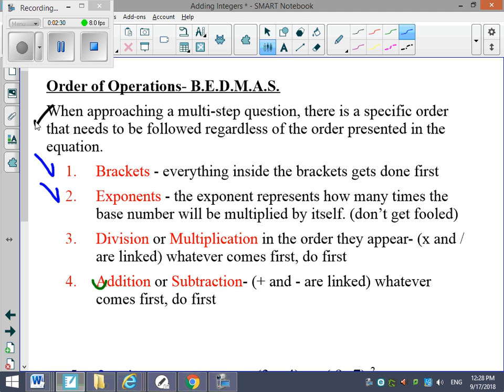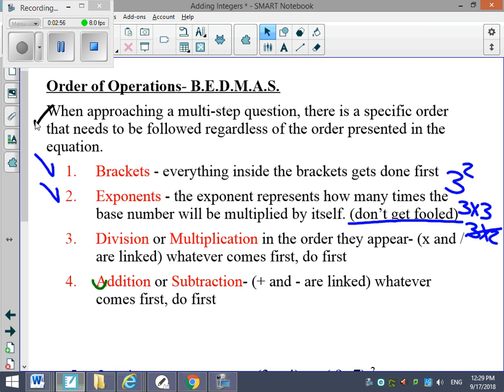Please don't get fooled. A lot of times when people see a number like 3 squared, they multiply 3 times 2. It is a huge mistake that kids make when they first start dealing with exponents. 3 to the power 2 is 3 times 3, not 3 times 2 as a lot of people make it out to be. It is that number multiplied by itself, not by 2.